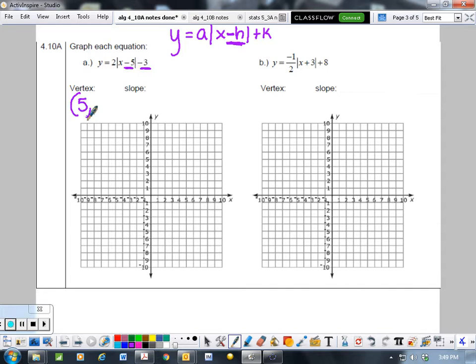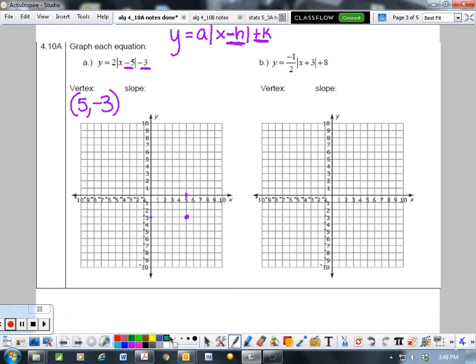And then because it's plus k, I keep it exactly the same on this last number. So the vertex, or that very point of my V shape, is going to occur at 5, -3. So x value 5, y value of -3. This is that point. That is the vertex of the V.